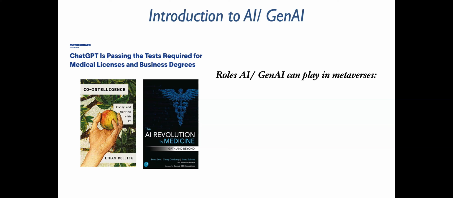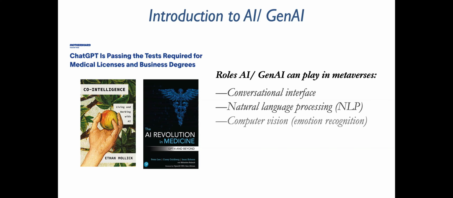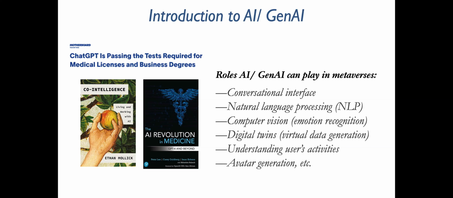Like I have this book cover in which the authors talk about how AI can basically create a revolution in the medicine or the healthcare industry. When we talk of Gen AI for the metaverse, we can use it for creating conversational interfaces, for implementing natural language processing, for processing emotions, or anything related to image and computer vision. We can also have digital twins. We can have avatar generation. These kinds of applications are well suited to AI.